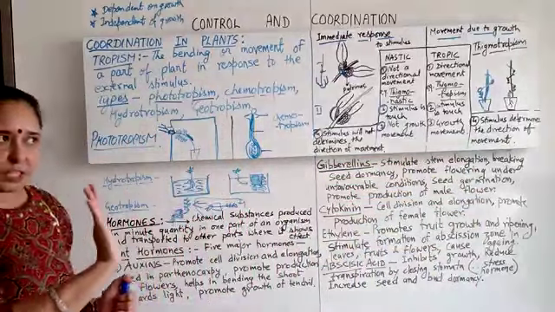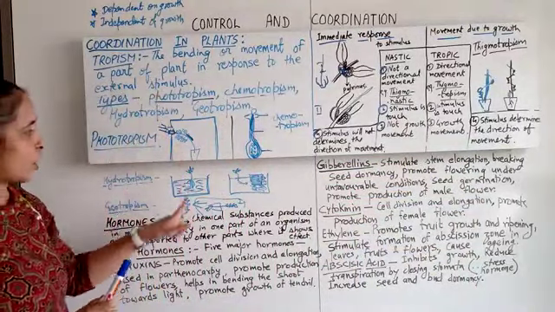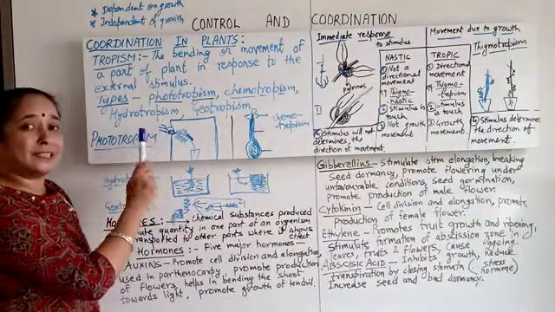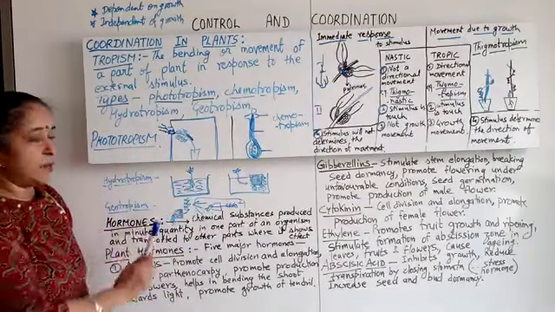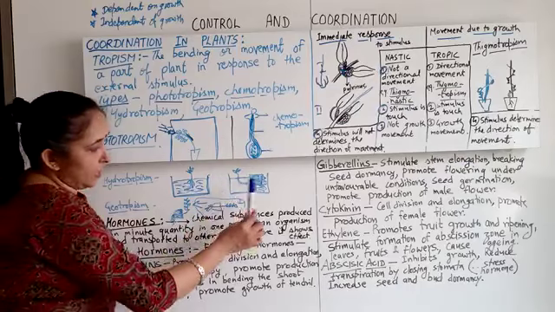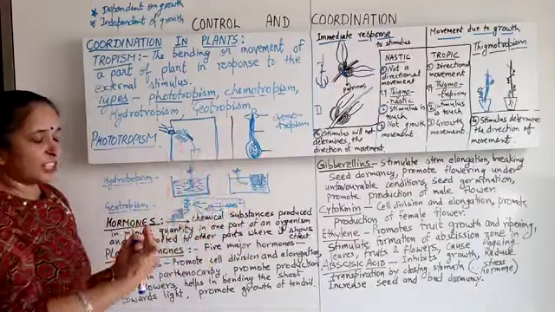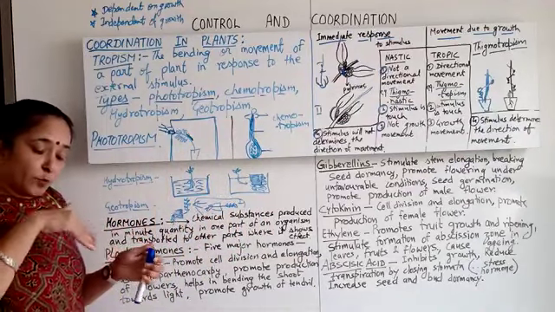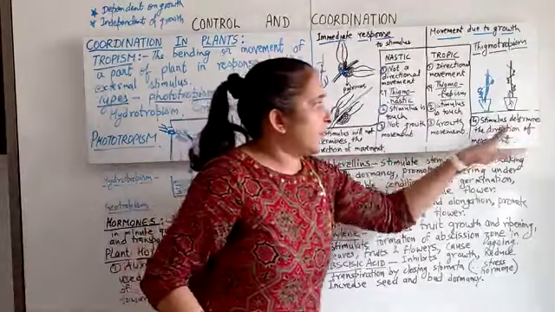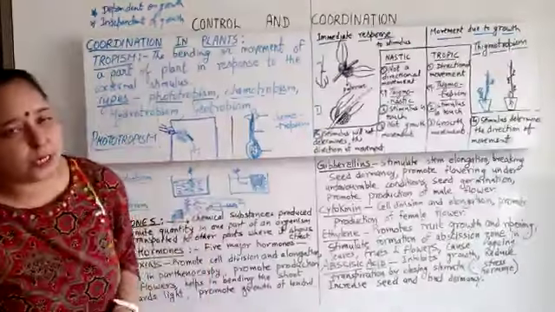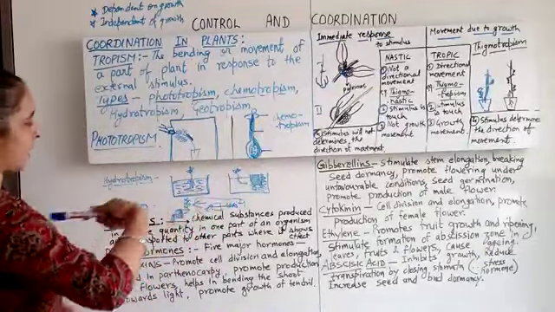And whatever the stimulus we are giving, in the case of tropism, see here the stimulus is light, here chemical, here water, here gravity. So from which direction the stimulus is coming, the movement of the plant depends upon that. That's why we say stimulus determines the direction of movement. Clear? So these are the examples.